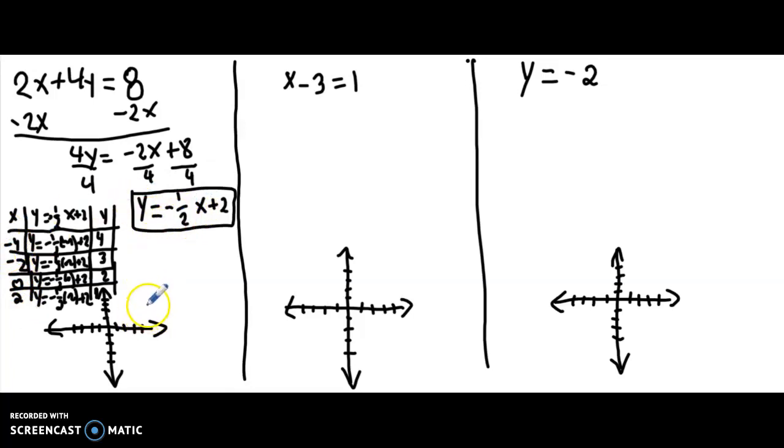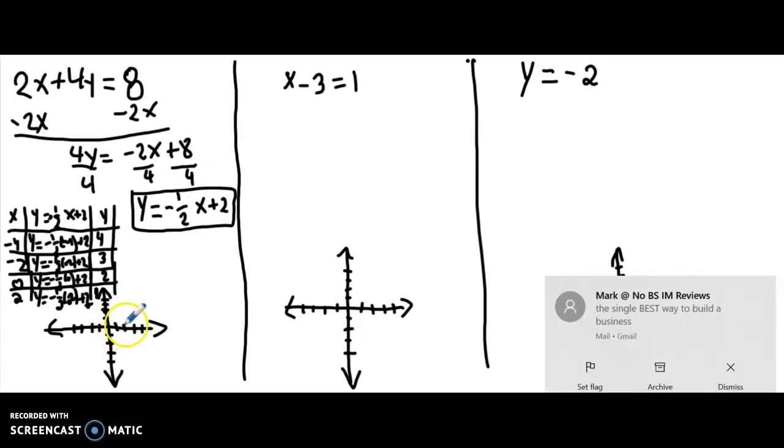All right, I'm ready to graph this line. So my first ordered pair would be negative 4, comma 4. Negative 4 is here, 4 is up here. I made my table going by 1s and I went up to 4. Negative 2, 3. Negative 2, 3 would be right here. 0, 2, right here.